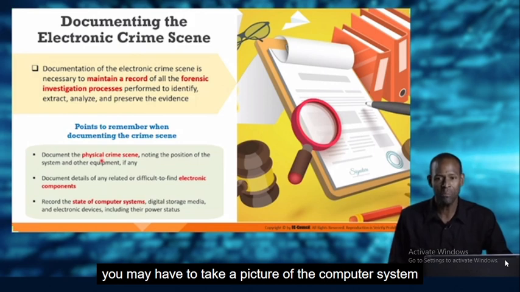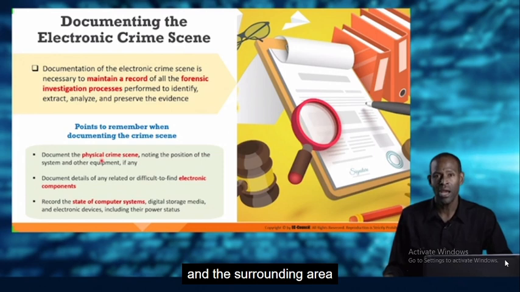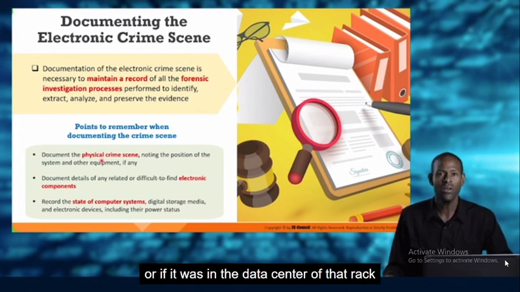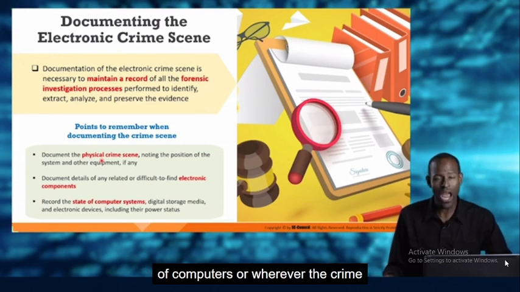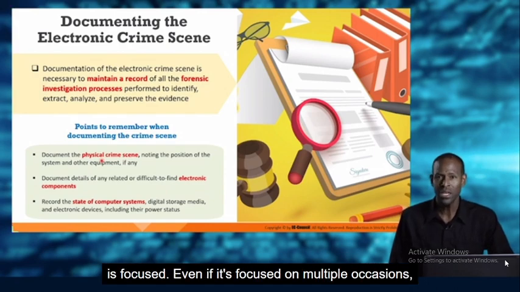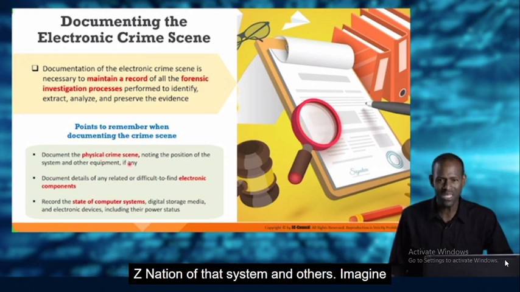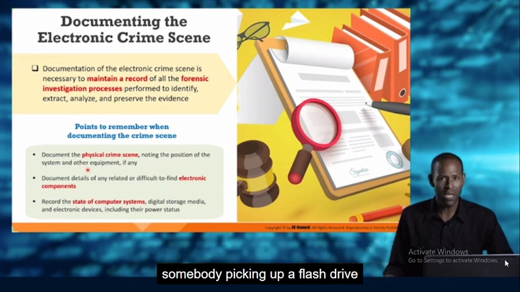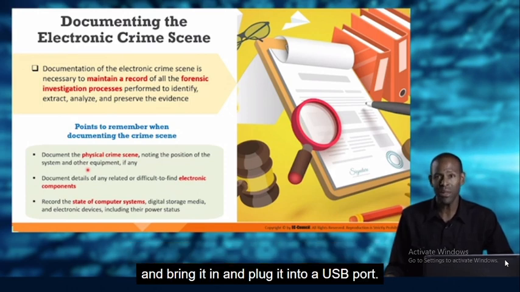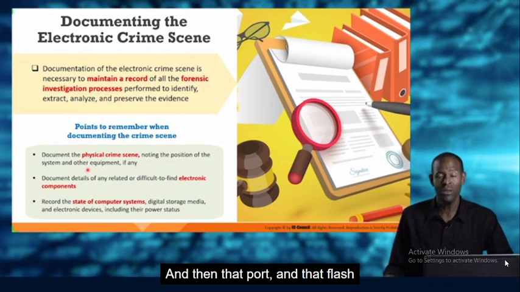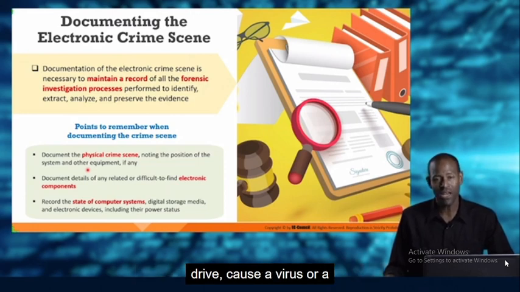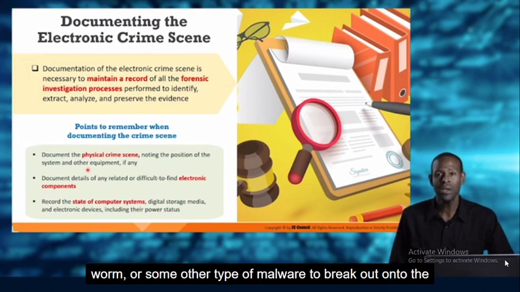Well, you may have to take a picture of the computer system and the surrounding area, or if it was in the data center, of that rack of computers, or wherever the crime is focused. Even if it's focused on multiple locations, you're going to have to physically document the position of that system and others. Imagine somebody picking up a flash drive and bringing it in and plugging it in a USB port, and then that port and that flash drive cause a virus or a worm or some other type of malware to break out onto the network.